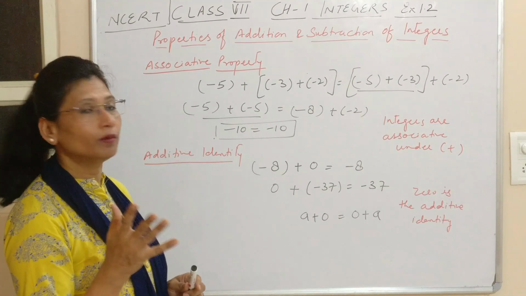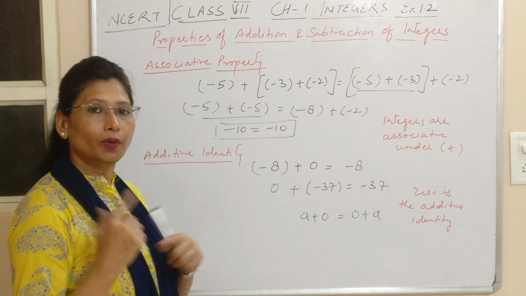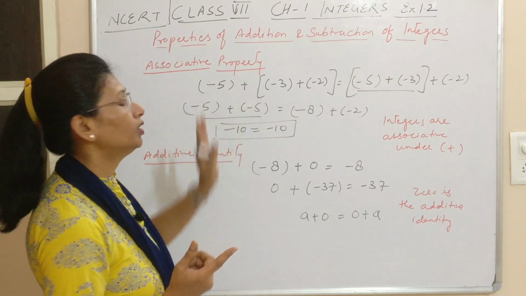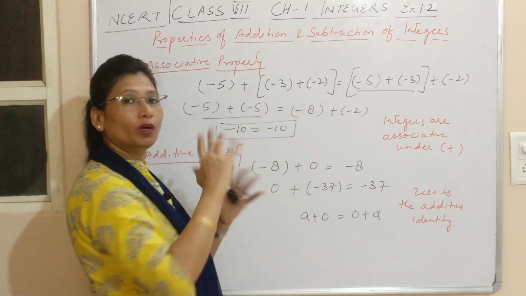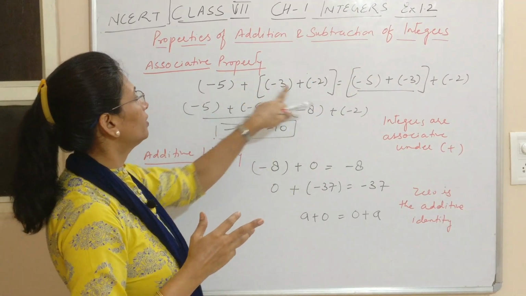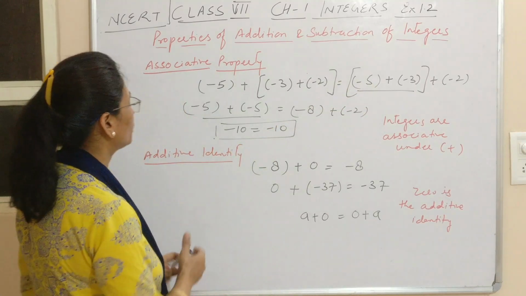So the associative property holds for integers under addition, but if you check it for subtraction, it will not hold because there is a minus sign here. We'll just change the order, like you will keep minus here, minus here, minus here, so it's not going to hold. You can check it for yourself.